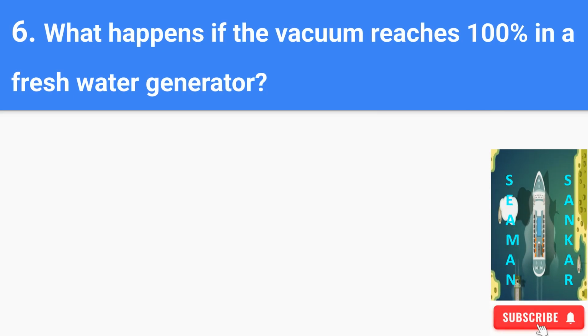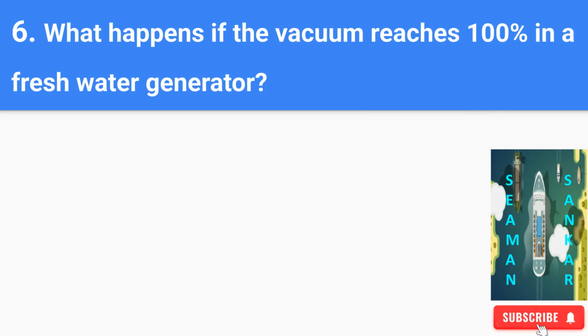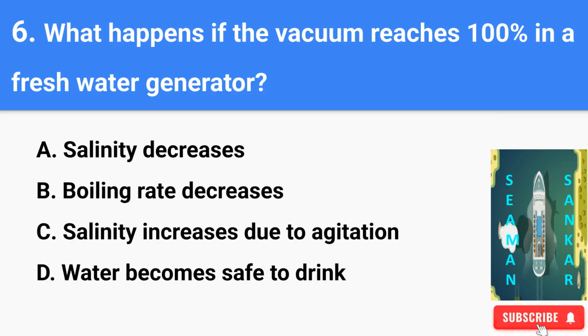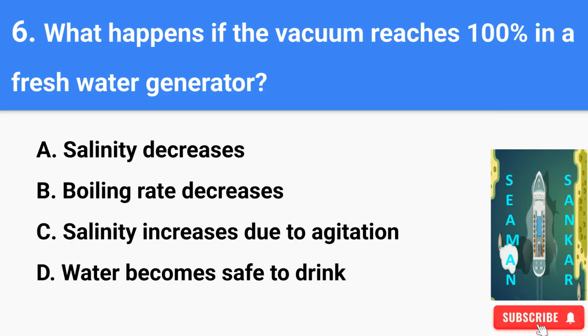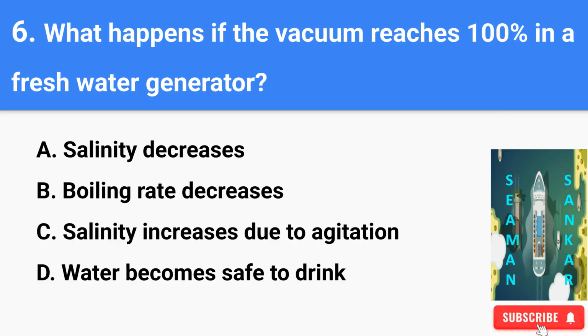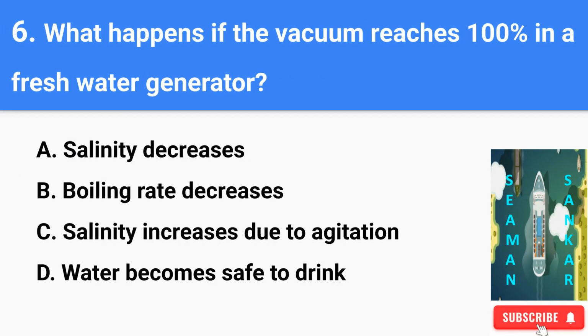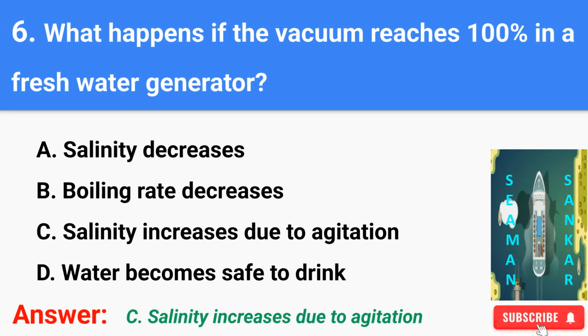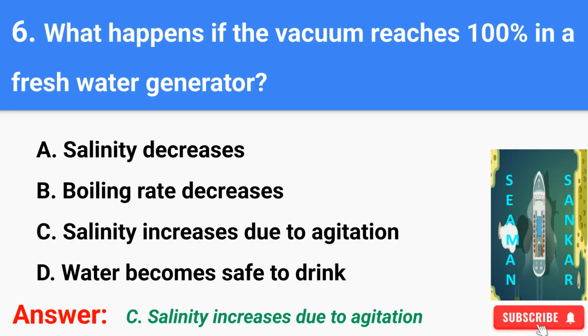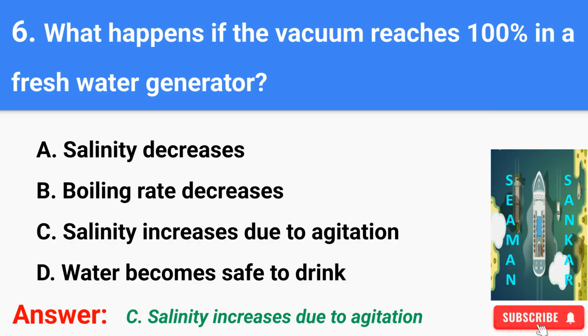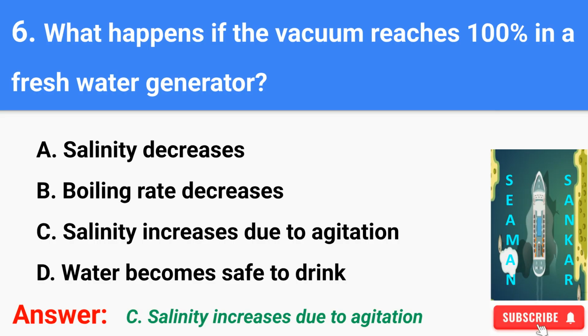Question 6. What happens if the vacuum reaches 100% in a freshwater generator? A. Salinity decreases. B. Boiling rate decreases. C. Salinity increases due to agitation. Or D. Water becomes safe to drink. The answer is C. Salinity increases due to agitation. An excessively high vacuum can lead to violent boiling and agitation, causing seawater droplets to contaminate the distilled water.